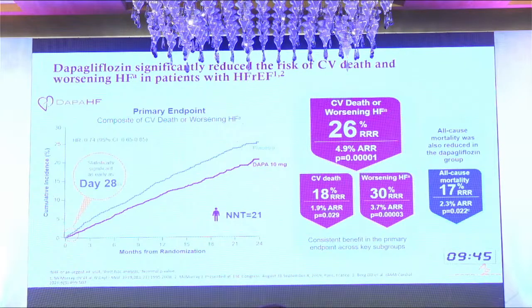So what was shown in the DAPA-HF trial, that is dapagliflozin used in patients who have heart failure with reduced ejection fraction, is that by 1 month we got a clear-cut separation of the curves. The benefits were seen as early as 1 month, and it had a clear-cut impact on cardiovascular death, worsening heart failure, and all-cause mortality. The benefit was seen and it was sustained.